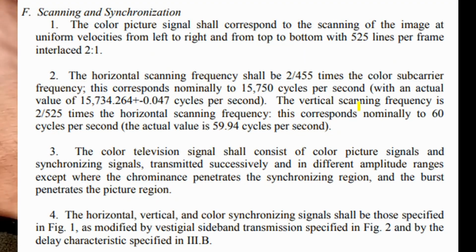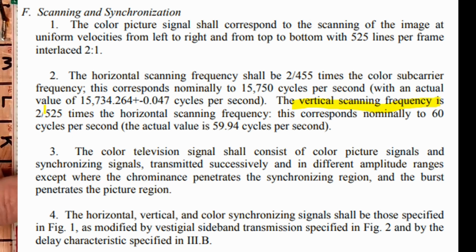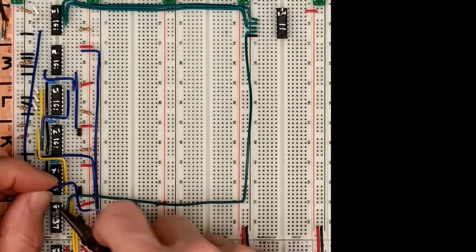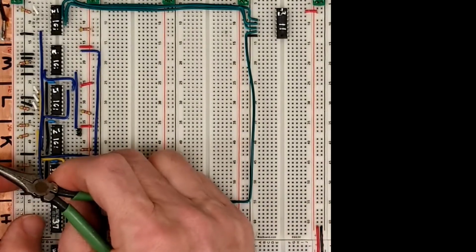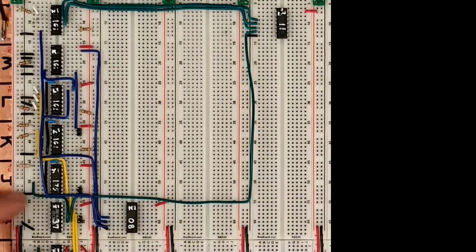NTSC also wants 262.5 lines per frame at about 59.94 Hertz. Breakout produces a flatter picture with only 252 lines per frame at over 63 Hertz. This seems pretty far off, but evidently works.